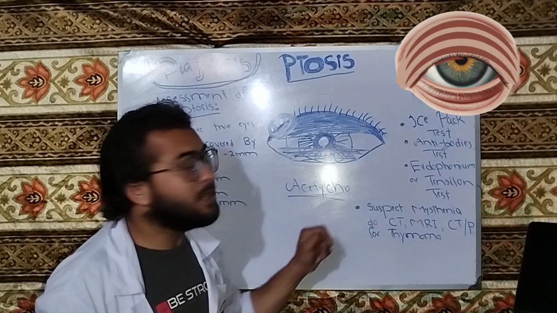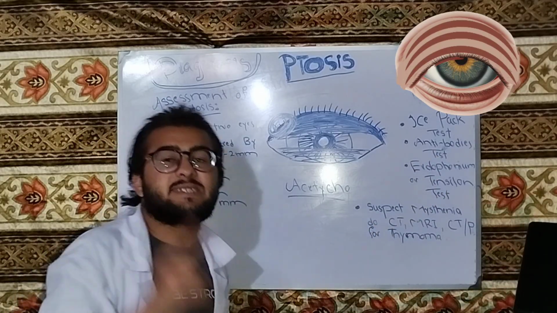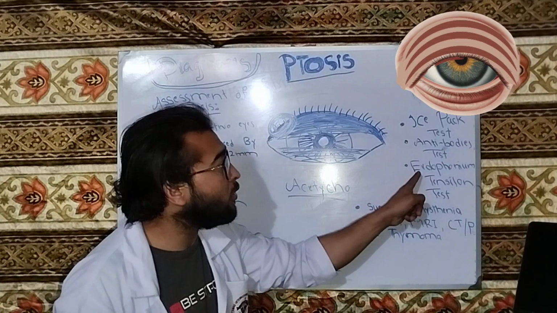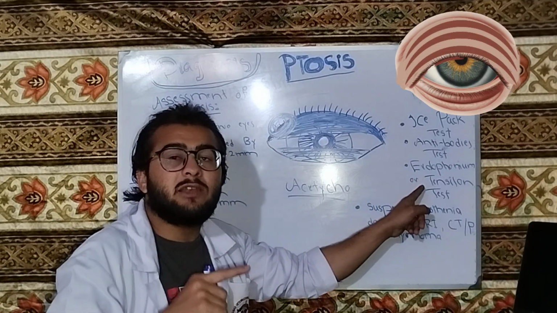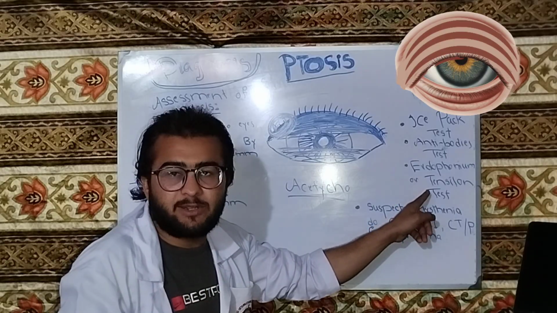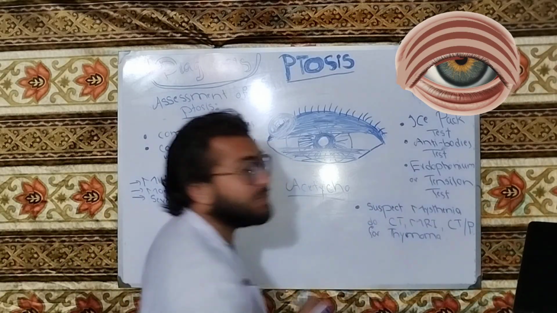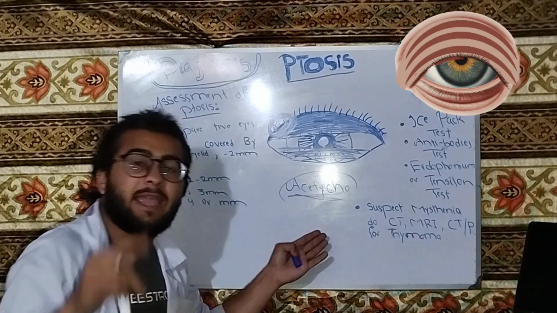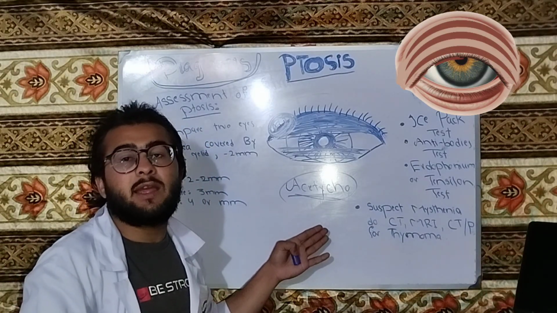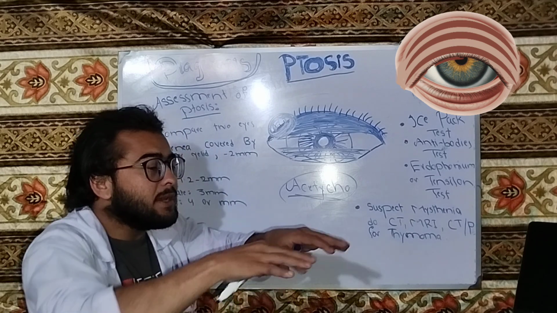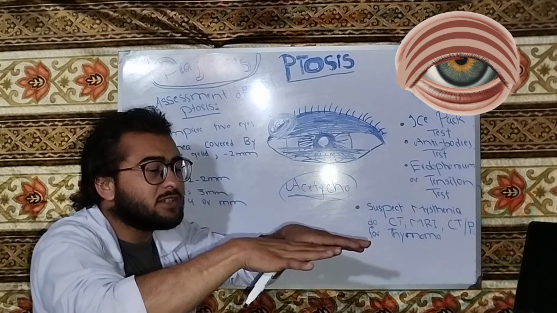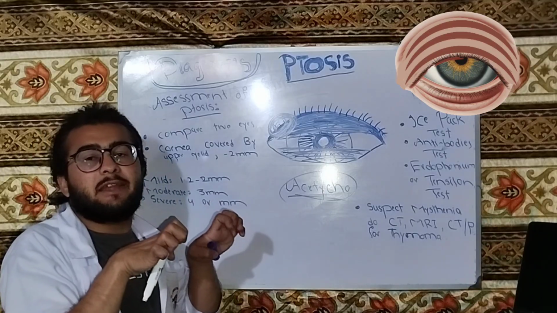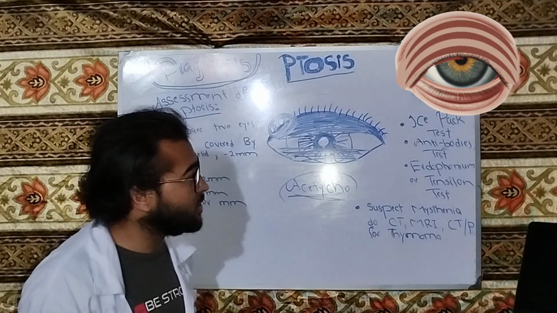The next one is the edrophonium or Tensilon test. In this test, edrophonium is a short-acting acetylcholinesterase inhibitor. So it will inhibit the acetylcholinesterase enzyme. When this enzyme is inhibited, it will again increase the level of acetylcholine. And when the acetylcholine level is increased, the levator muscle will contract extensively, and it will pull the ptotic eyelid upward to its normal position.